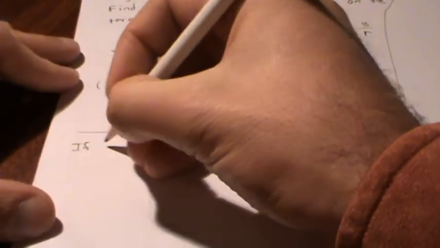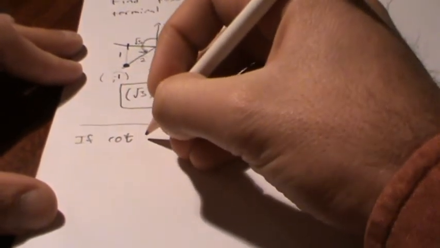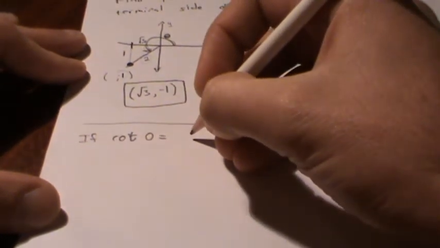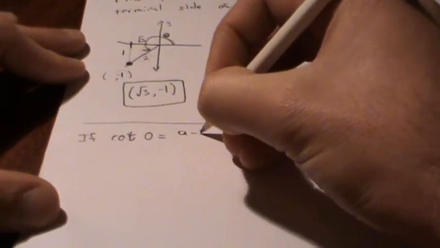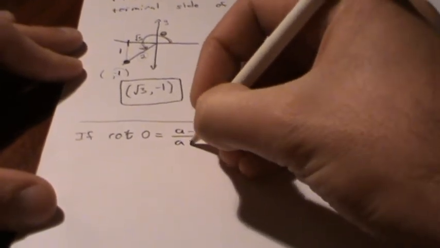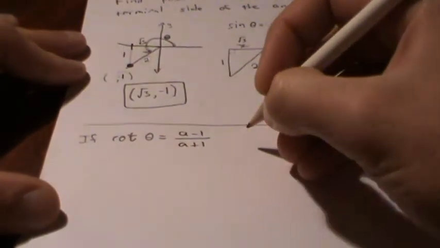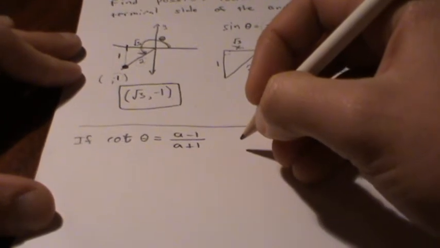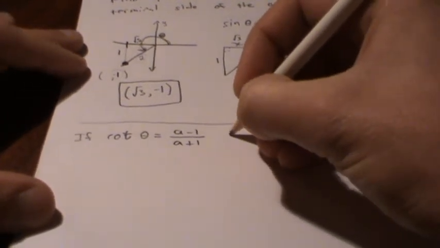If the cotangent of theta is equal to a minus 1 over a plus 1, find the secant of theta.